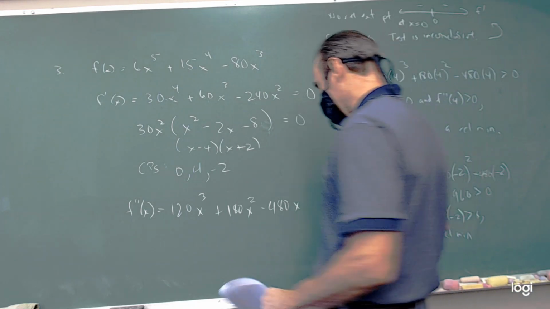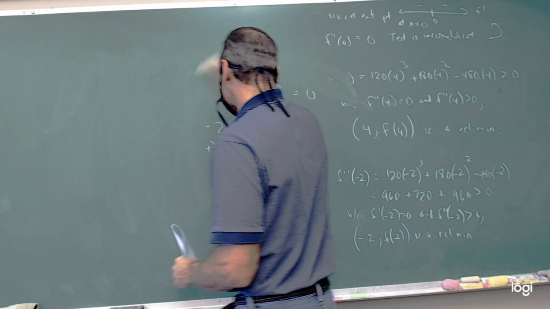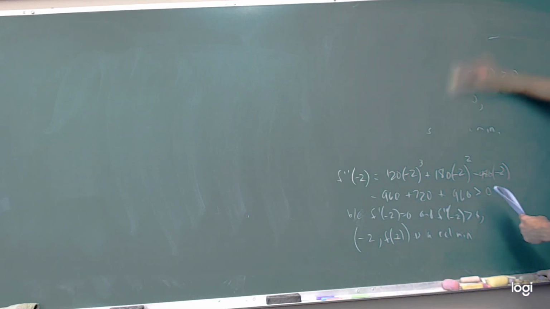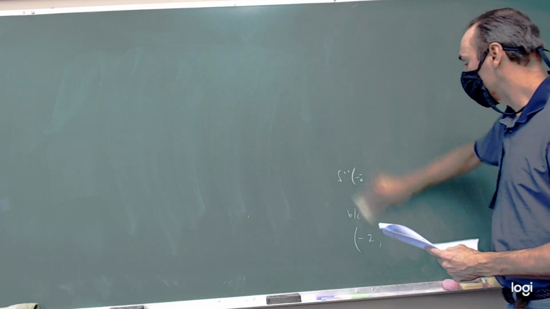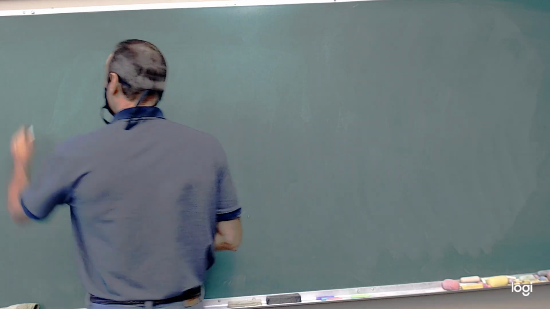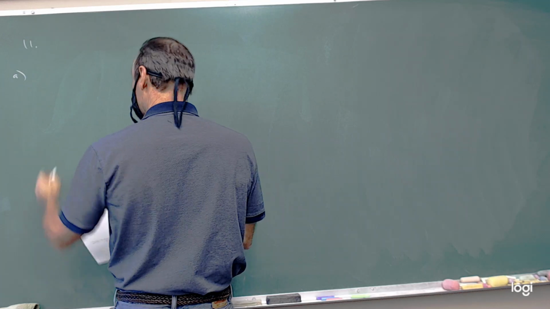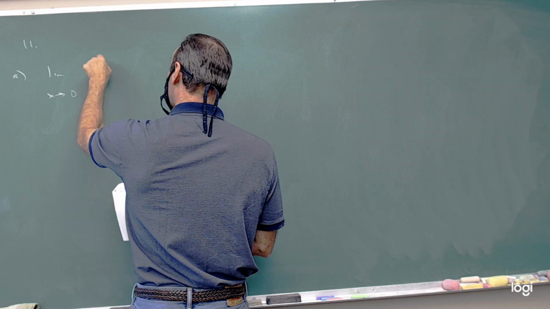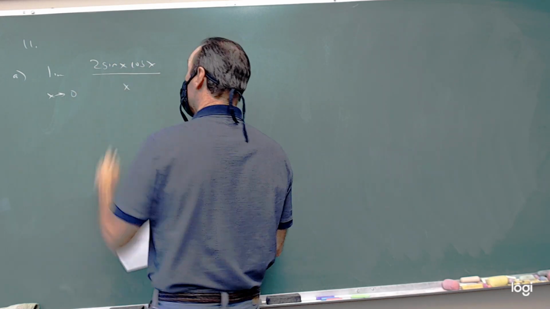So let's take a look at these. So when can we use L'Hopital's rule? When can we not? When we use L'Hopital's rule, how do we use it? So those are kind of the questions here. So on 11, part A, we have a limit as x goes to 0 of 2 sine x cosine x over x.